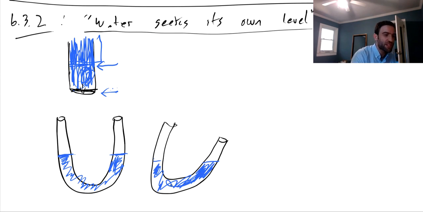So there's the sense that when you have water that has multiple free surfaces exposed to the same pressure, in this case, these open tubes mean that the pressure right here and right here is just whatever atmospheric pressure is. Water seeks its own level means that when you have free surfaces of a liquid exposed to the same pressure, those free surfaces will be at the same height, okay?